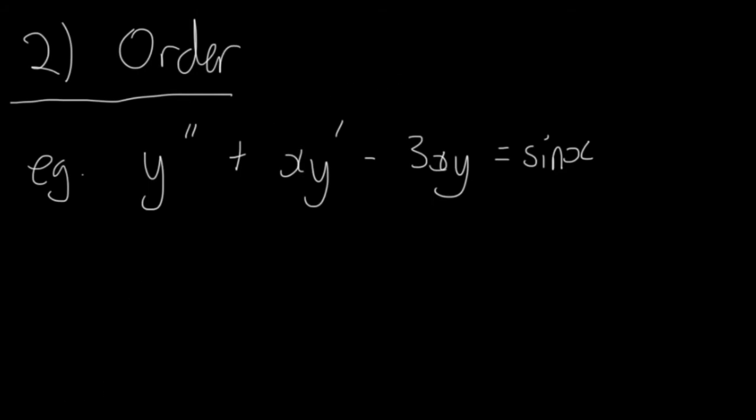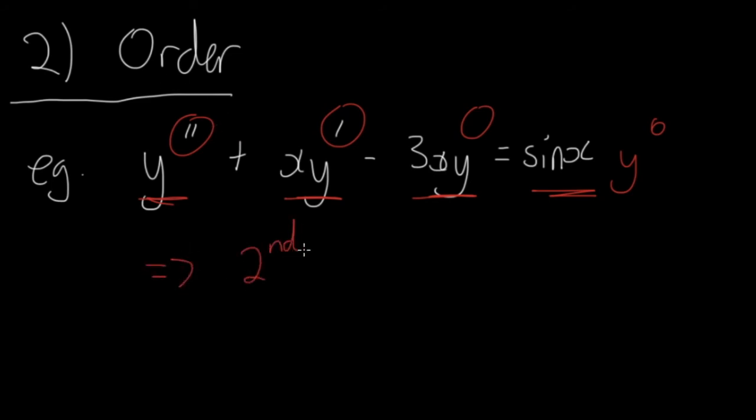And we look at each term to determine the highest derivative present. So in this term, we have a second order derivative. In this term, a first order derivative. In this term, a 0th order derivative in effect. And this term, there is no y term, or in effect, y to the 0. This is the y to the 0th term. The highest derivative is 2, and therefore, this implies this is a second order differential equation.